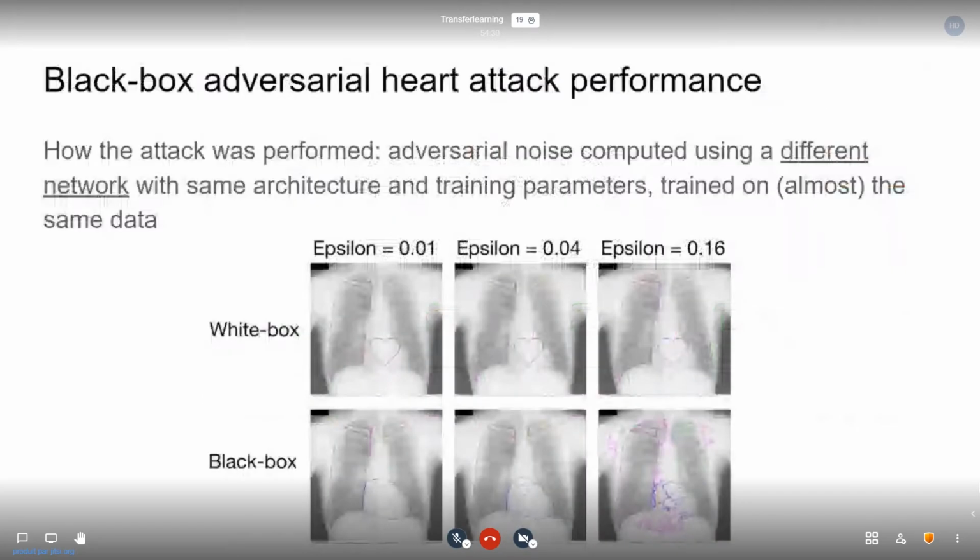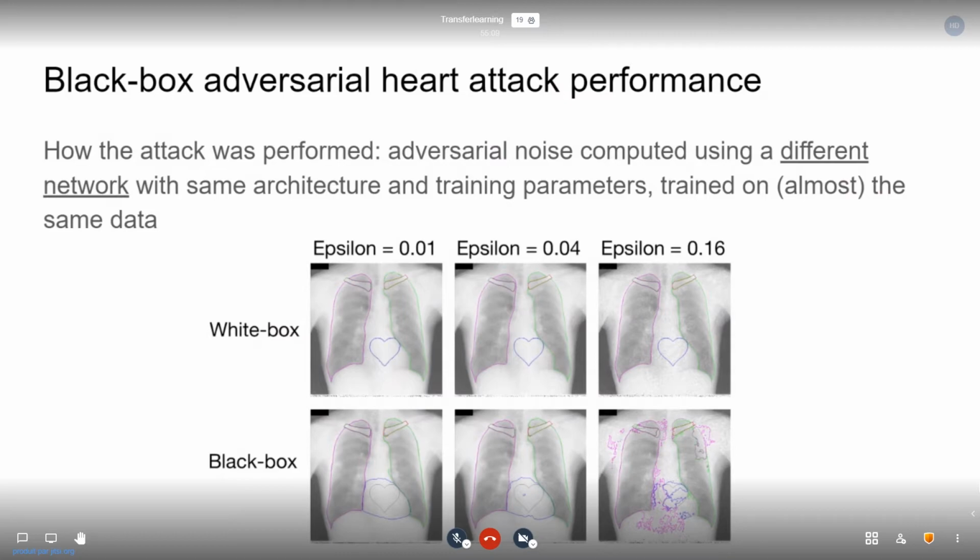So another experiment that we did was with a black box adversarial heart attack. A black box attack is an attack scenario where the attacker doesn't know at least the parameters of the network, and they may also not know what architecture it has, etc. So for this experiment, we had a different network with the same architecture, same training parameters, same loss function, etc., and trained on almost the same data. So there were very minor differences in the data.